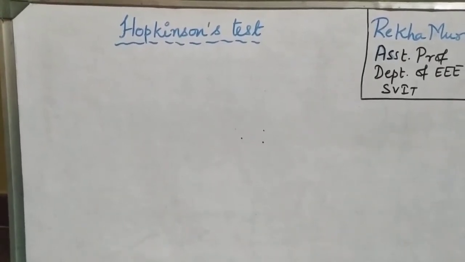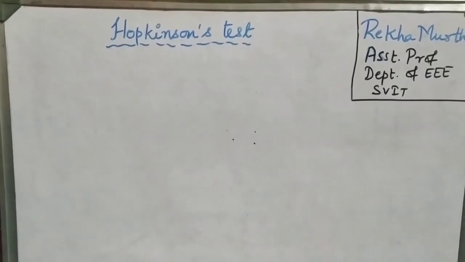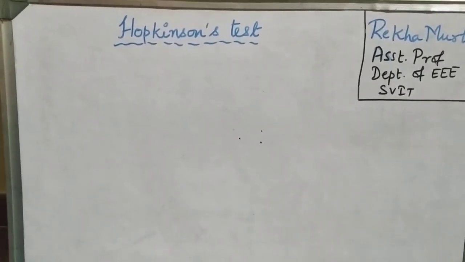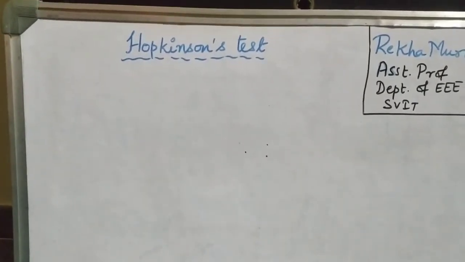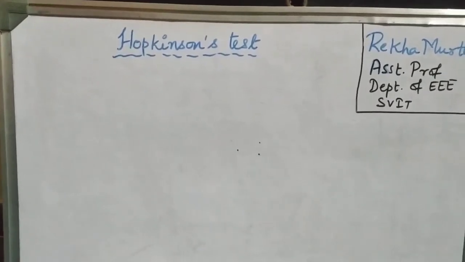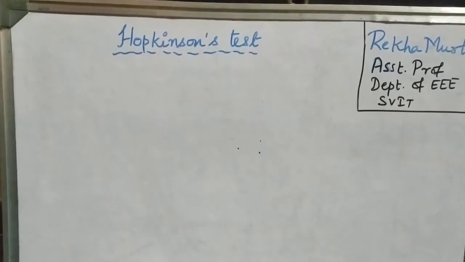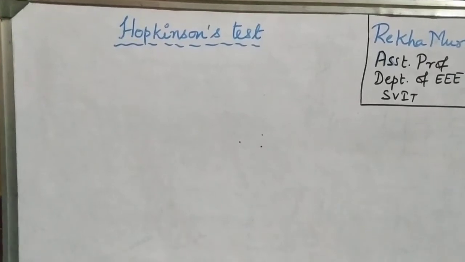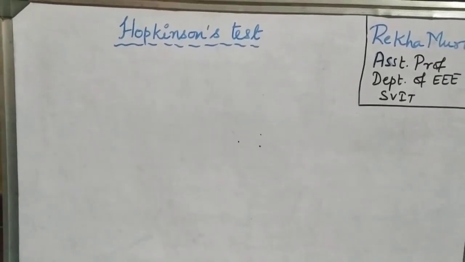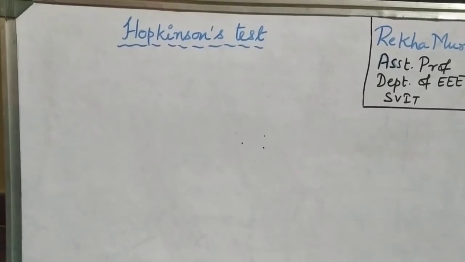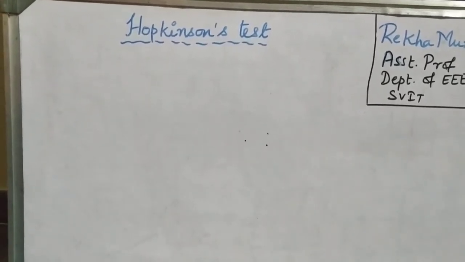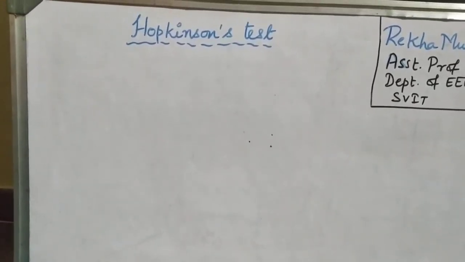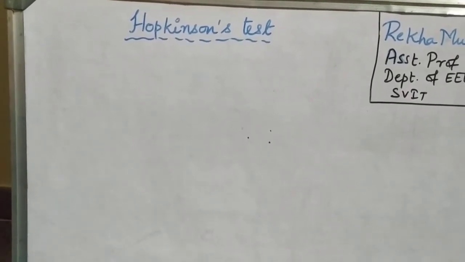Before we go with Hopkinson's test, we should know the disadvantages of the previous tests. There are mainly two tests which we carried out for the machine: the direct method and the indirect method. We had already discussed the direct method, which uses a brake drum arrangement and is called the brake test. The indirect method included Swinburne's test, and we can also include Hopkinson's test.